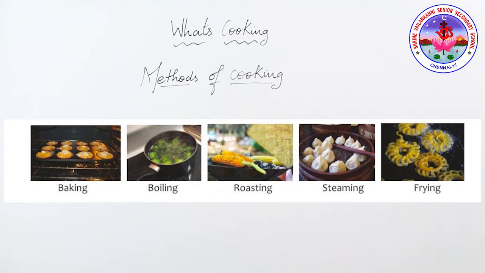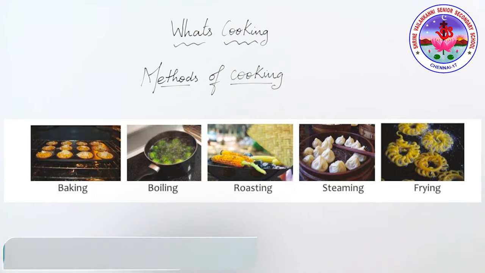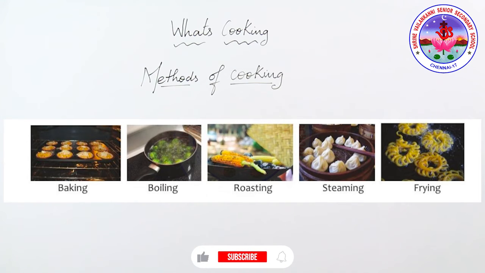Now let us see some cooking methods. The five cooking methods are baking, boiling, roasting, steaming and frying. What is baking? Baking is cooking food in a hot, dry oven. Boiling means cooking the food in boiling water. Roasting means cooking the food in an open pan or directly on the fire without any water added. Next is steaming, to cook the food using steam from boiling water. And the last is frying, which is cooking food by dropping it in boiling hot oil.